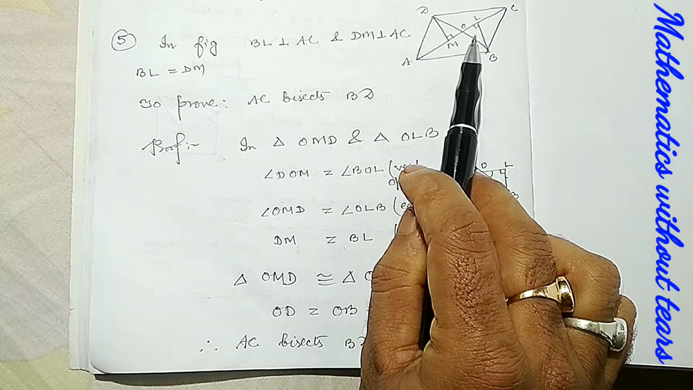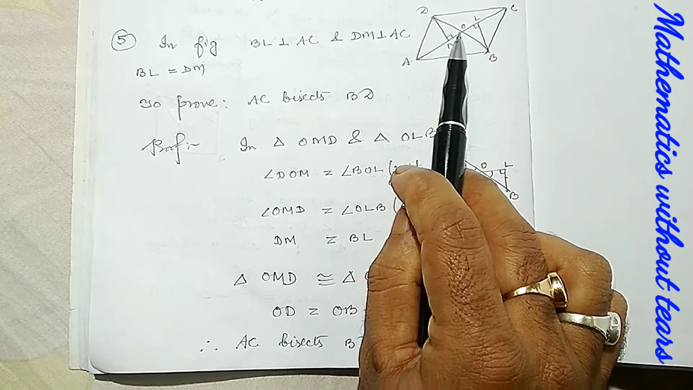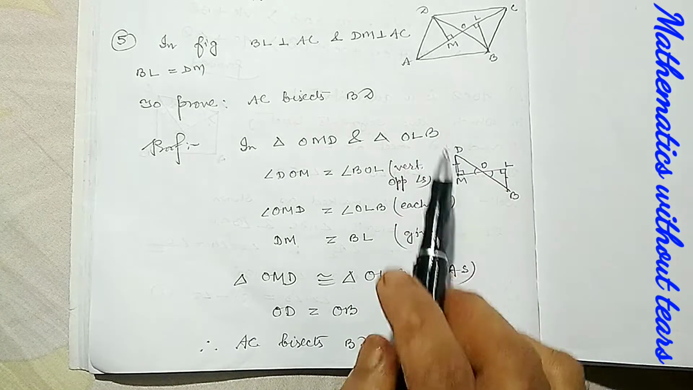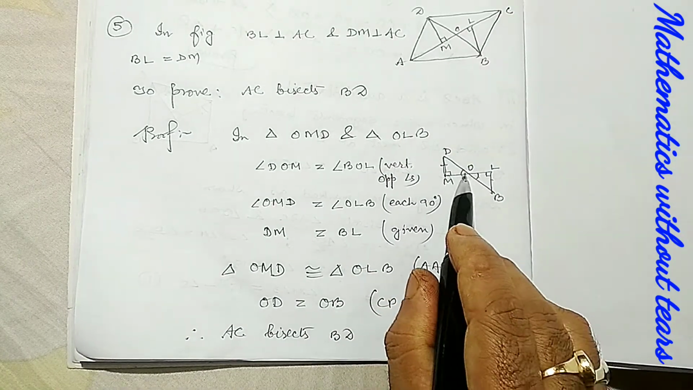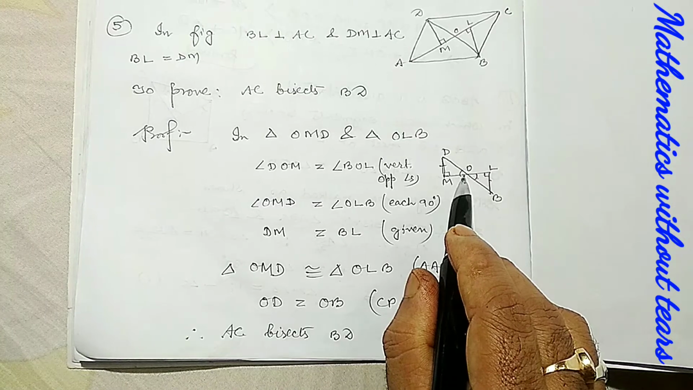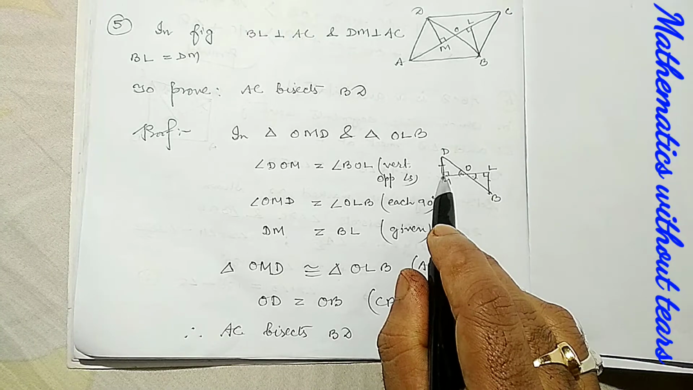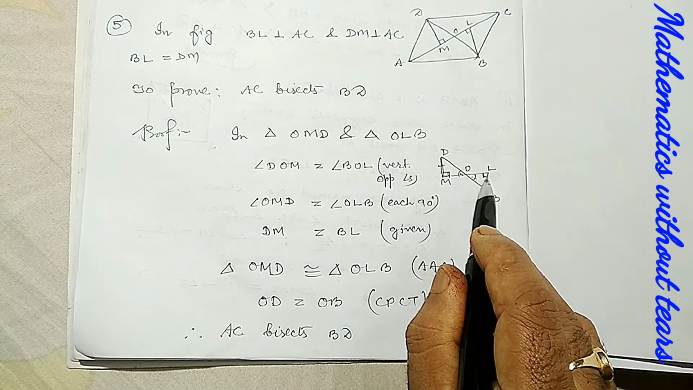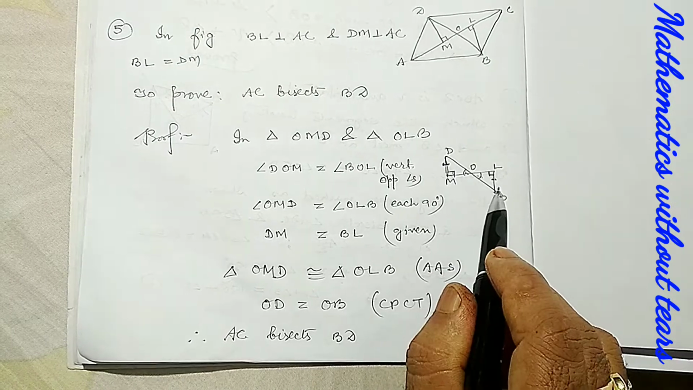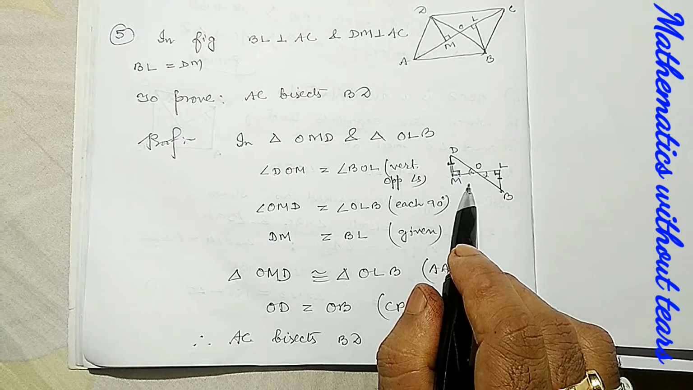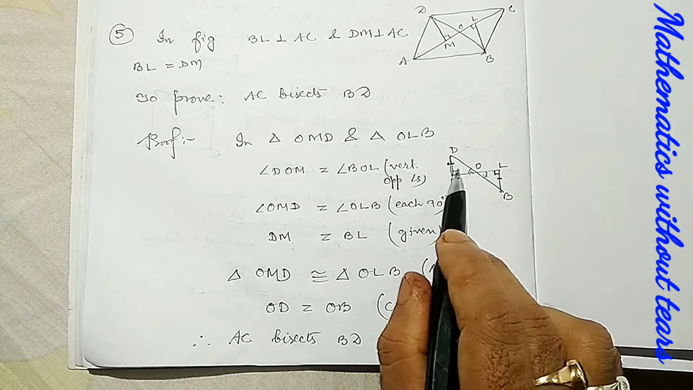Now we have to consider these two triangles, BLO and DMO. So I have drawn them separately. Here this angle and this angle will be equal. Why? Vertically opposite angles are always equal. So these two angles are equal. This is 90, this one is 90, given in the question, and this side equals this side, this is also given. So if I use the congruence triangle property, angle side, we can prove that the triangles are congruent.